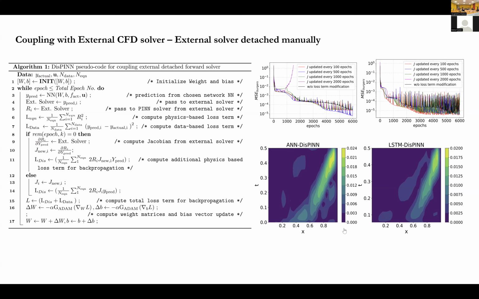So both ANN and LSTM types of neural network can be coupled here. Another advantage is that since you don't need to compute derivatives at all, and it is always coming from the external solver, you can use any kind of architecture, graph neural network, LSTM, ANN, whatever, because you don't need to worry about the internal structure at all.